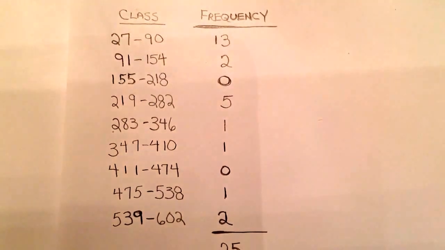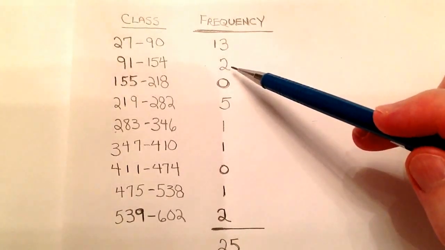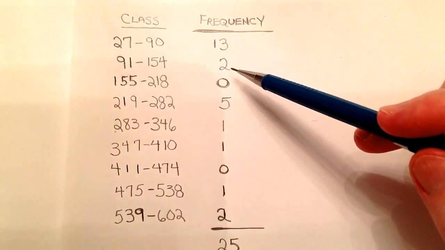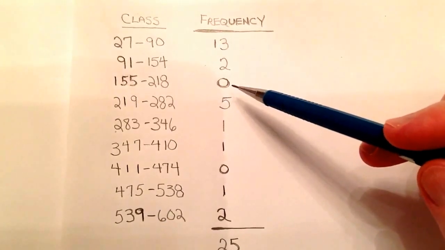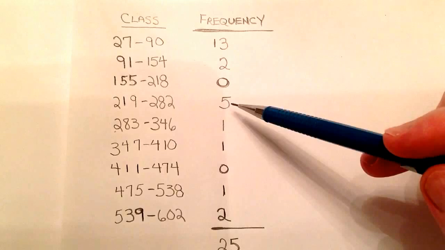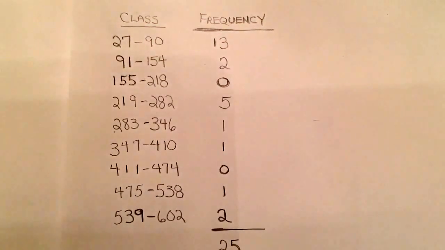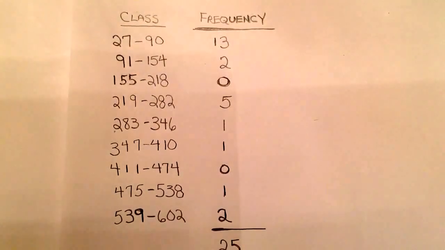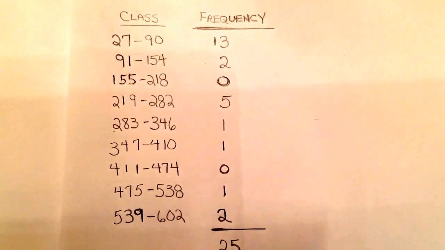And so for the corresponding frequencies, for the first class there are 13, and there are 2 values between 91 and 154 inclusive. However, there are no values between 155 and 218 in the set. Then we have 5 between 219 and 282, only 1 between 283 and 346, and only 1 between 347 and 410. And just as was the case with the numbers between 155 and 218 inclusive, we have no values between 411 and 474.